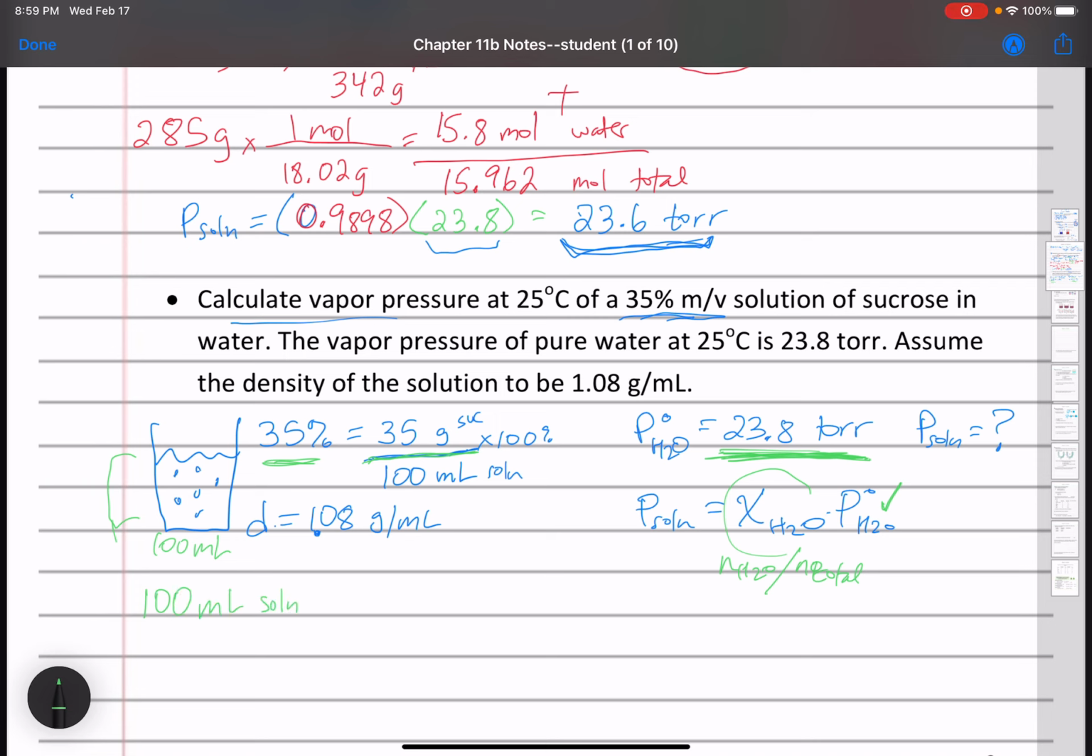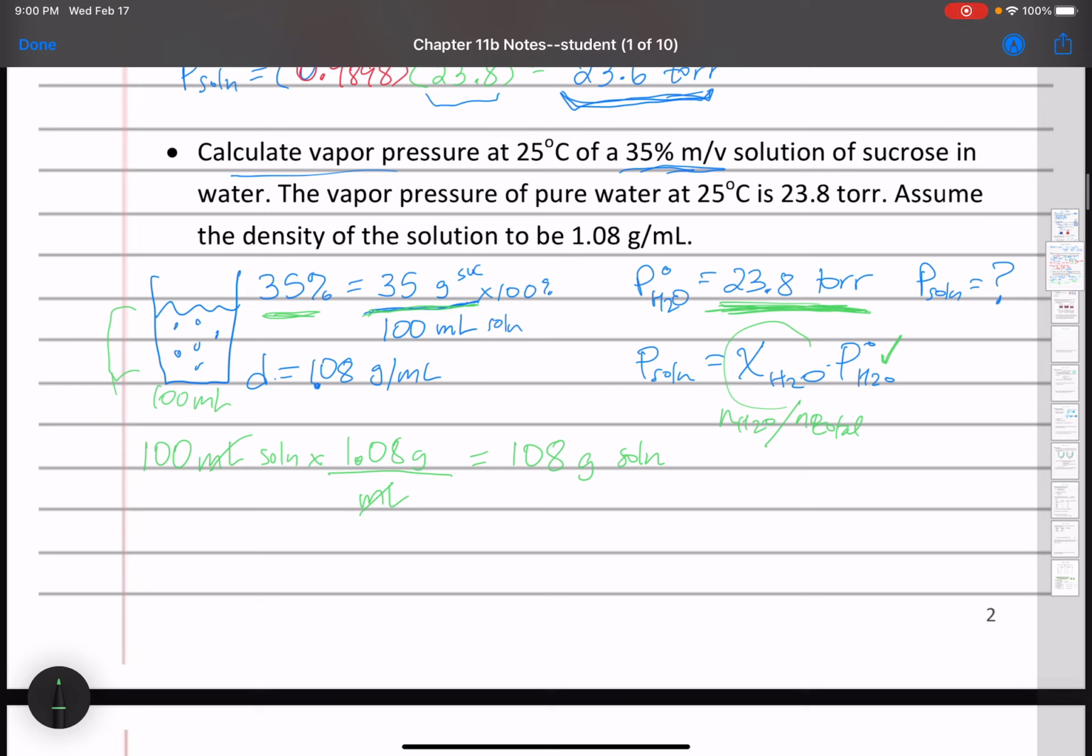And the solution has a density of 1.08 grams per milliliter. So that means we have 108 grams of solution. Well, we don't really need to do anything with that, but we are going to need this number. So hang in there with me.